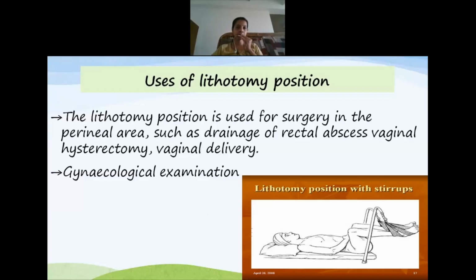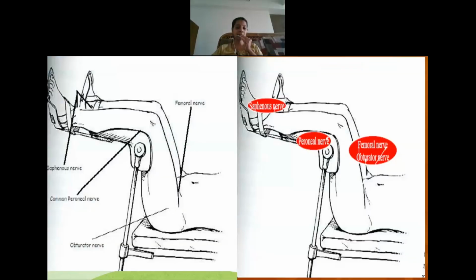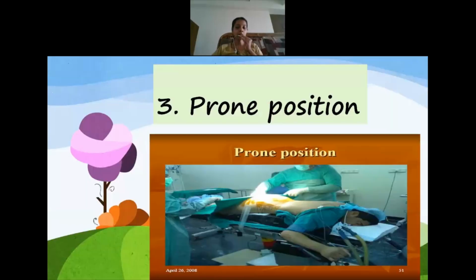Now most of the time, keeping the patient in the lithotomy position for a long period of time can cause discomfort. The patient can have pain in the thigh region, or they can have pooling of blood in the legs. It can also sometimes result in impairment of respiratory function, and extreme flexion of the thigh can also increase the intra-abdominal pressure. It can also cause nerve damage, most often saphenous nerve damage, femoral nerve damage, peroneal nerve damage, or obturator nerve damage. So this nerve damage can happen mostly if you keep the patient for a long time in the lithotomy position.